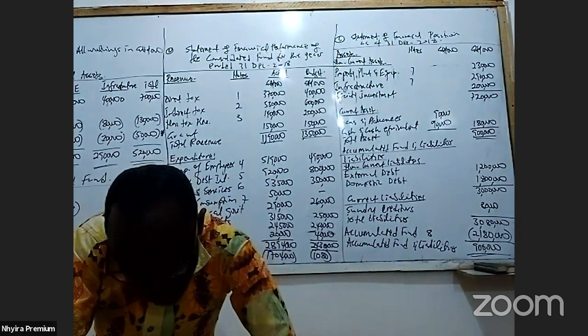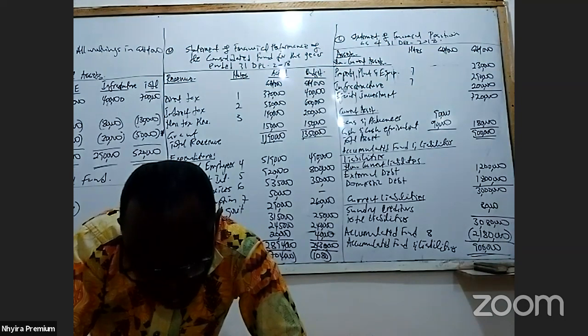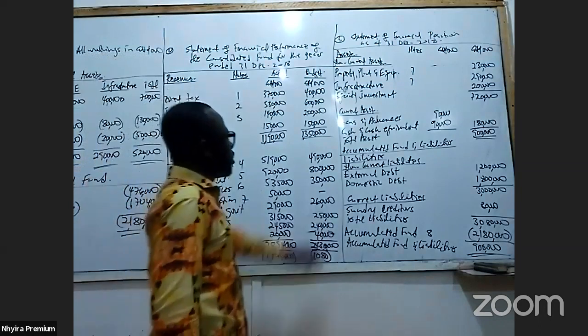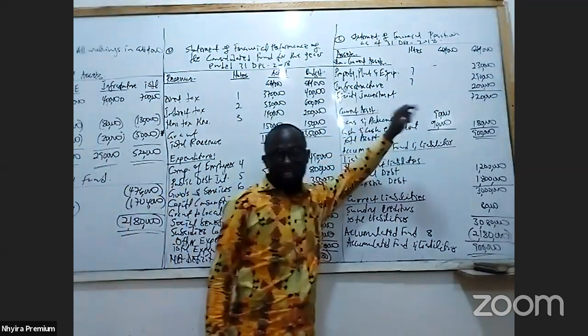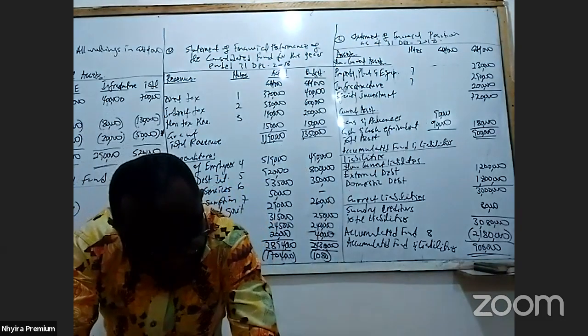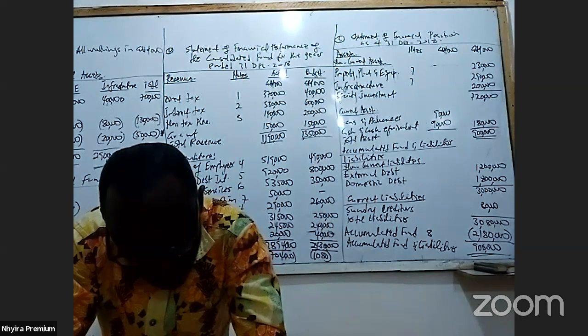Okay, Patience said, please, what is the first item under current asset? The first item under current asset is loans and advances. Loans and advances.